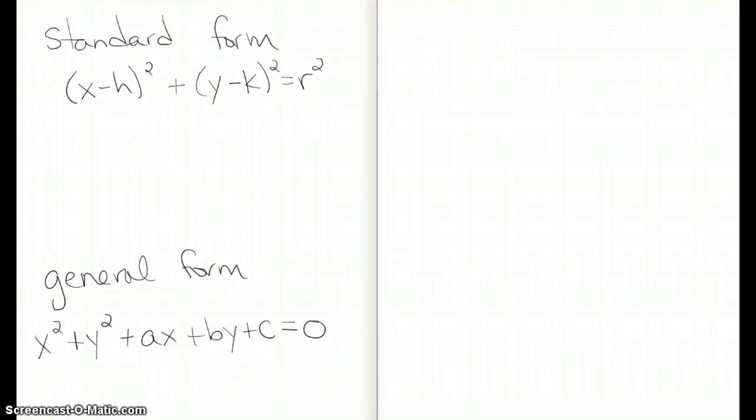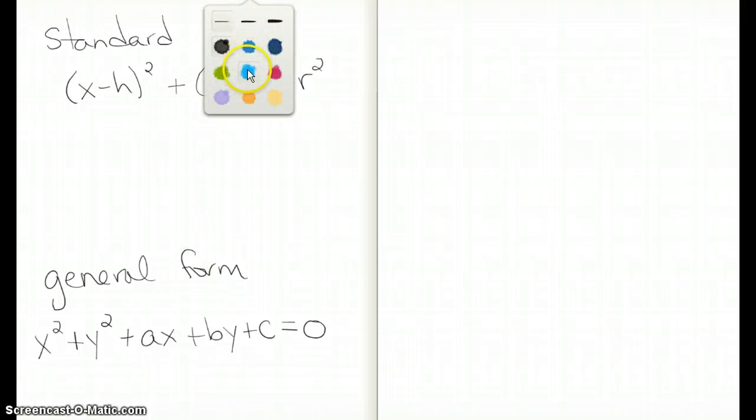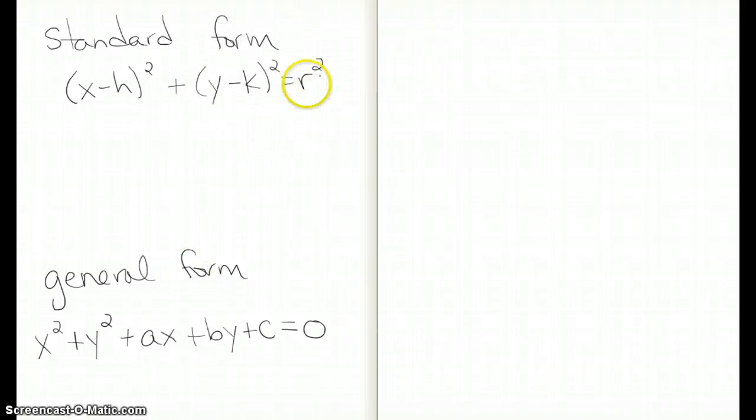But we can move between these two forms. Let me just end this video by telling you how we move back and forth between the two forms. From the standard form, if we want to get to the general form, all we have to do is FOIL out these parentheses and move over the r². So to move from standard form to the general form, we FOIL, and then make sure the equation equals 0.